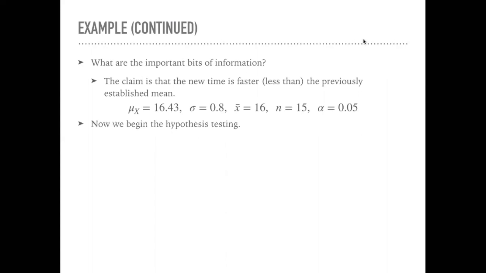Step 1, we need to write our hypotheses. So writing our hypotheses, we're comparing the mean to our previously established mean of 16.43. The claim is that we're faster, so that the time is less than the previously established mean. So we would have this set of hypotheses.